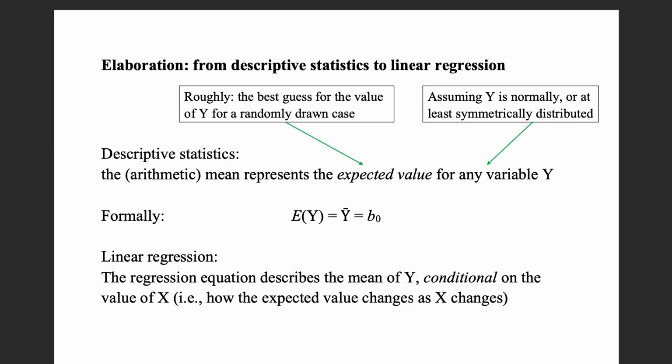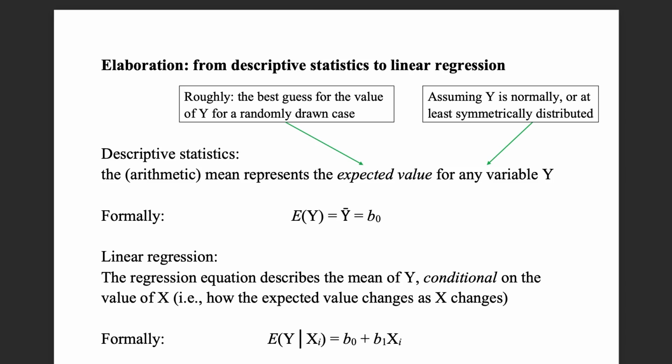We also know the value on the independent variable, so we can have a little bit of an informative best guess for a value on our dependent variable for a randomly drawn case, because now we can also incorporate knowledge of that independent variable. So now we get the regression equation that tells us how that expected value changes as x, our independent variable, changes.